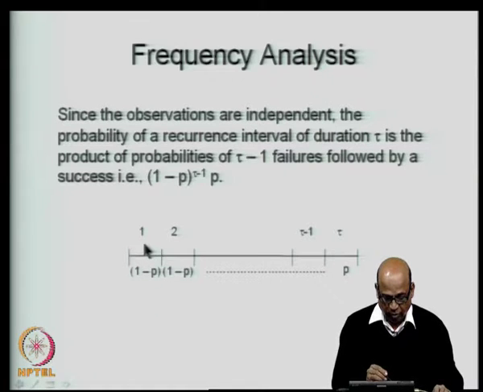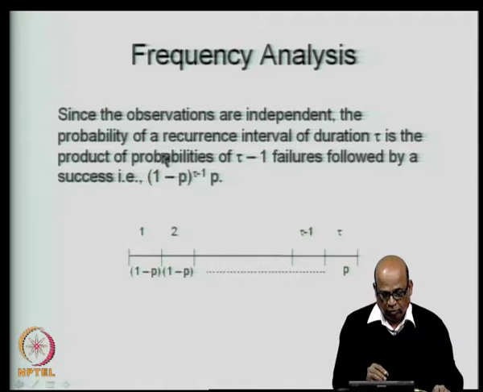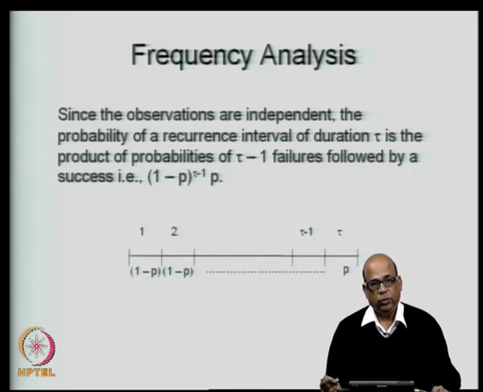The probability that the event does not occur is 1 minus p, and this holds for each year up to tau minus 1, and in the tauth year it occurs with a probability of p. Because the events are independent, the probability of such a sequence occurring is 1 minus p into 1 minus p, and so on, tau minus 1 times, into p. So, the probability of a recurrence interval of duration tau is the product of the probabilities of tau minus 1 failures, followed by a success in the tauth time period. That will be 1 minus p to the power tau minus 1, into p. So, this is the probability of the event recurring once in tau years.